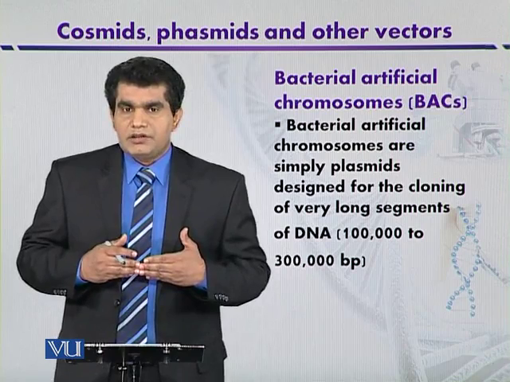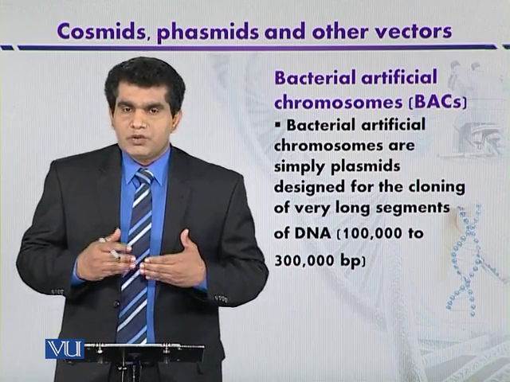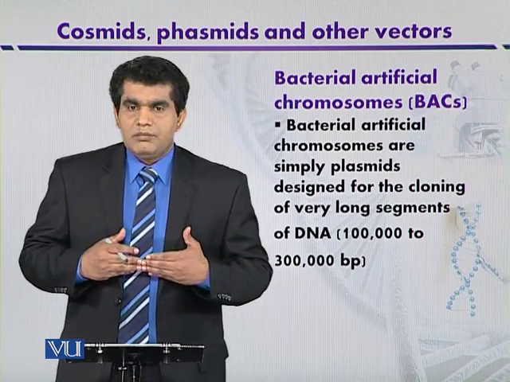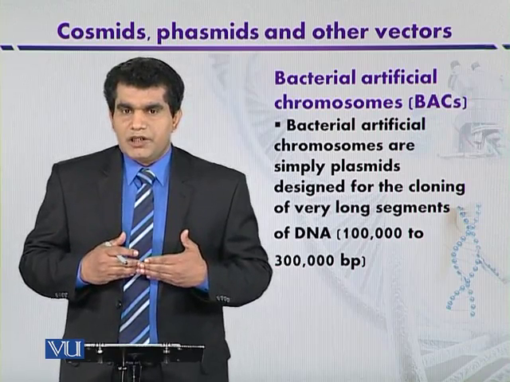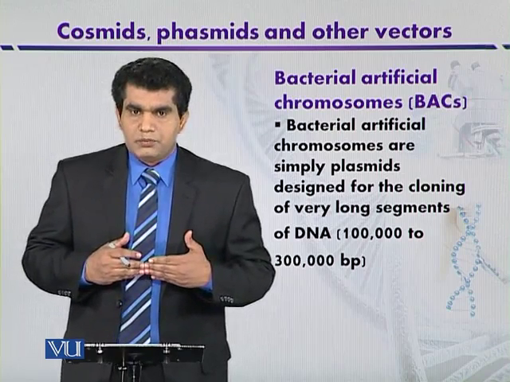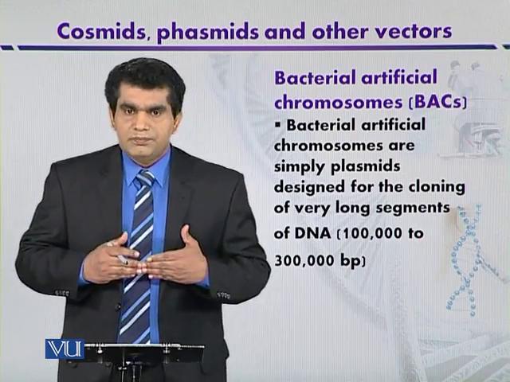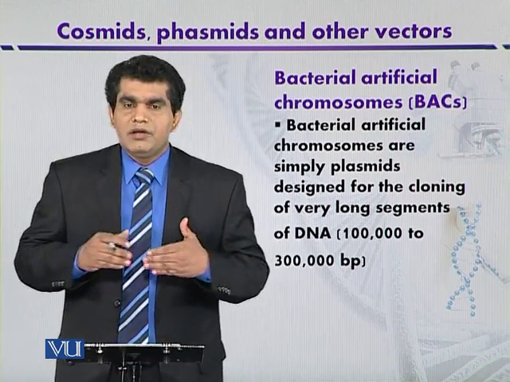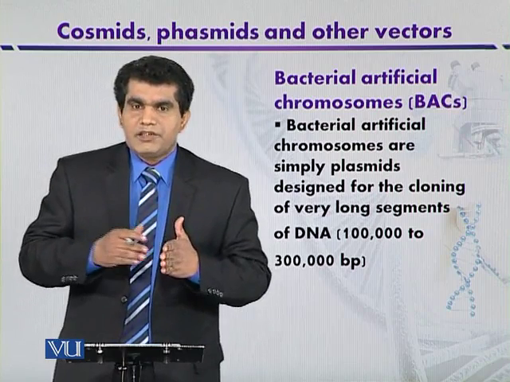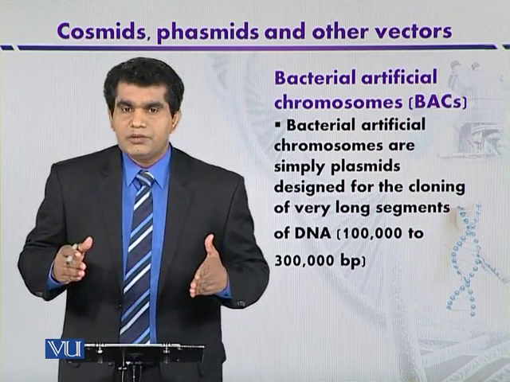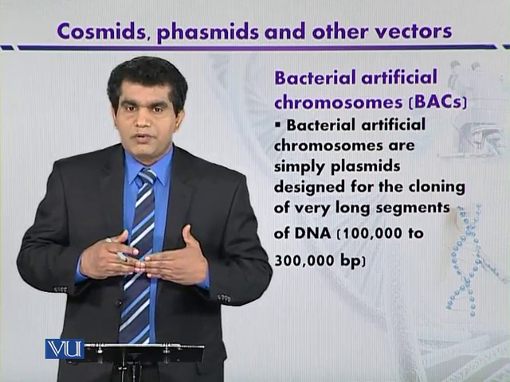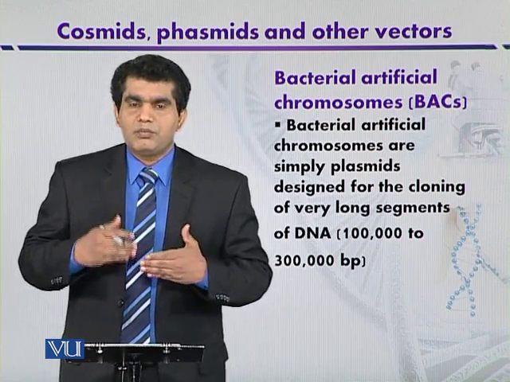And on the other hand, if chloramphenicol is also added, it will also act as a selectable marker. So those bacteria will be selected that have this bacterial artificial chromosome. When foreign DNA is inserted within the bacterial artificial chromosome, then the mixture of BACs and the host organism is subjected to a process which is called electroporation.